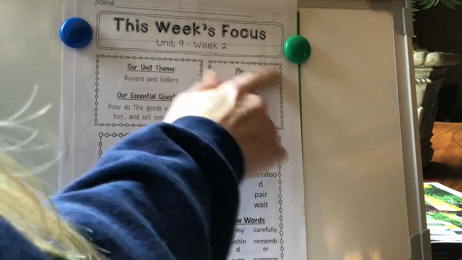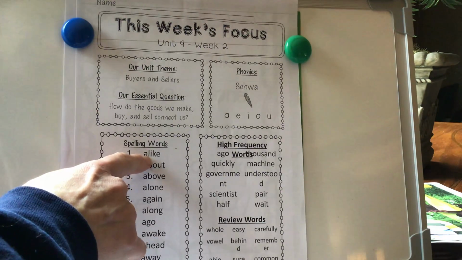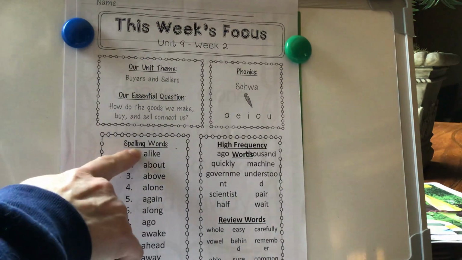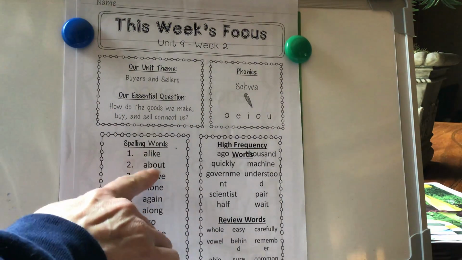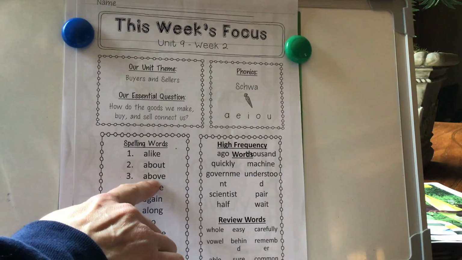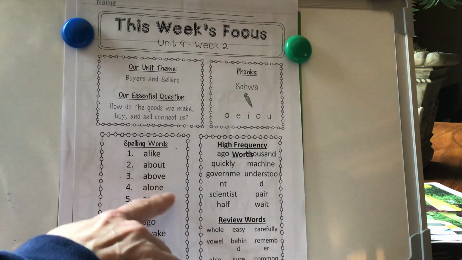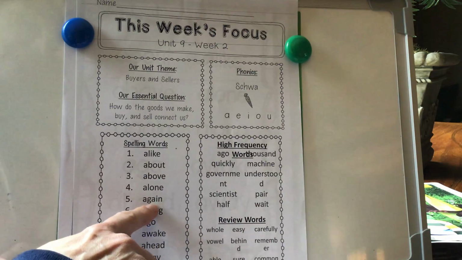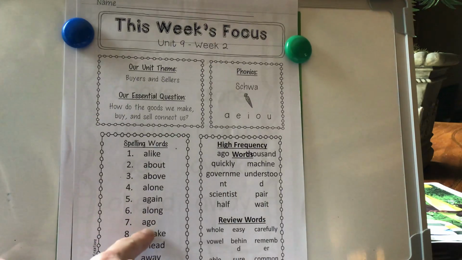For phonics, we're going to be doing the schwa. And basically, the schwa is vowel sounds in the middle of words. And sometimes they can change a little bit. So our spelling words for this week are: about, above, and see that O there makes the uh sound. It's not really a long O or a short O. It almost sounds like a short U. Okay, alone, again, and again is a little bit different in the schwa. Along, ago, awake, ahead, away.